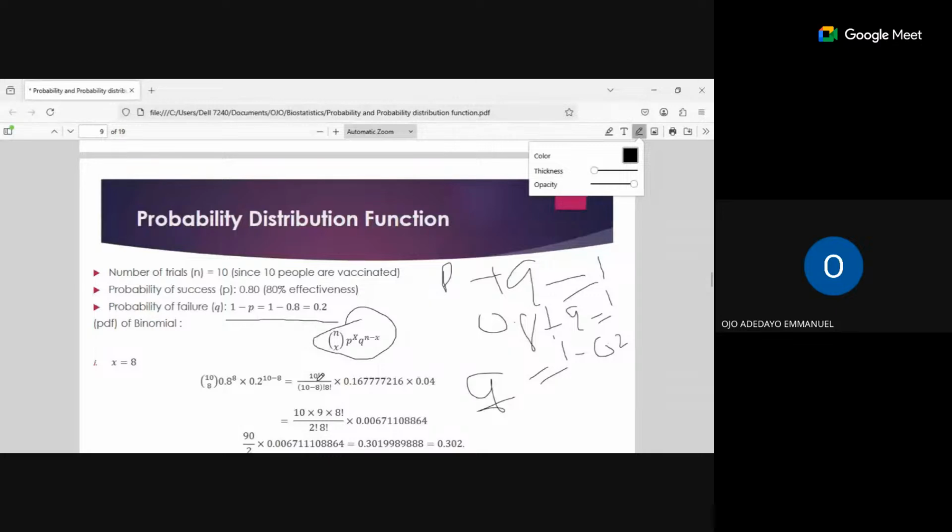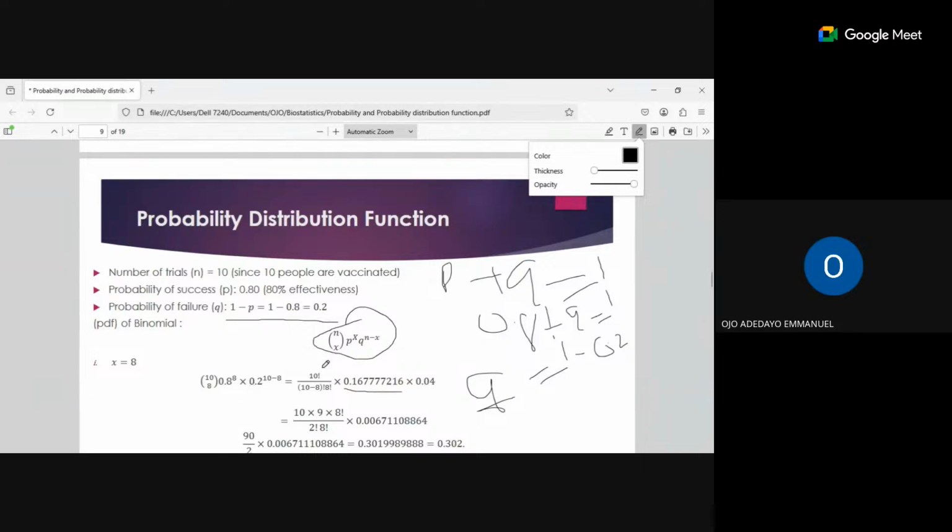Now look at this. From our knowledge of combination, this one becomes 10 factorial over 10 minus 8 factorial, then 8 factorial. Then multiply by the time you find 0.8 raised to power 8, you are going to have this value. And then by the time you find 0.2 raised to the power of 2, 10 minus 8 will give you 2. So 0.2 raised to the power of 2, you are going to have 0.04. Now, let's move to the next line.